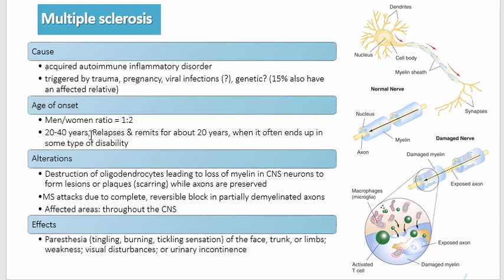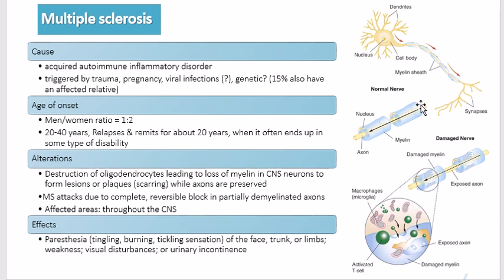And it can go through relapses and remissions. So the person ends up going through a cycle where they're getting worse, and then they stabilize, then they're getting worse, and then they stabilize again. Lots of ups and downs. And these relapses and remissions can go on for about 20 years, and then at that point, it will often end up in some type of disability.